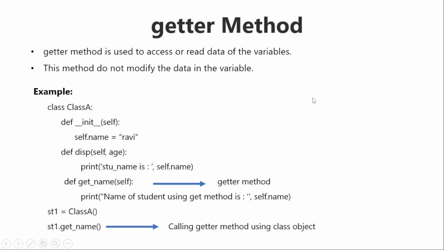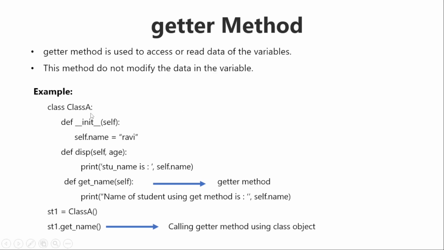So now in the instance method we have two methods. One is getter method and one is setter method. Now let us look into getter method. Getter method is used to access or read data of the variables. This method does not modify the data in the variable.